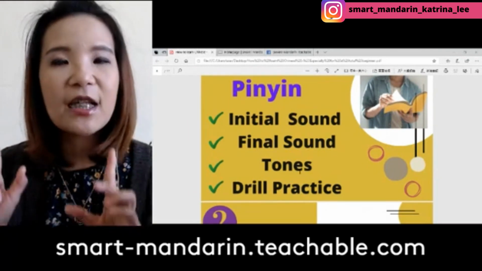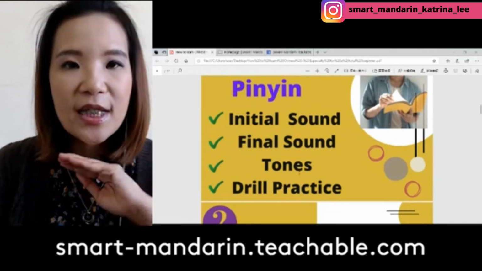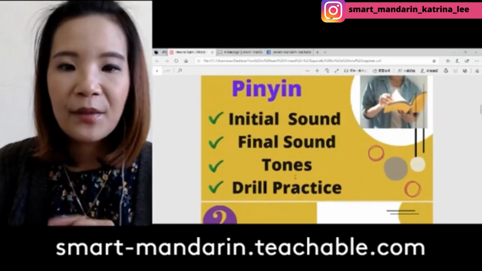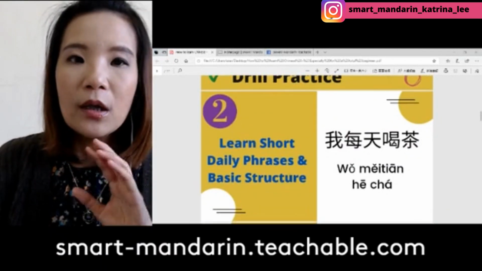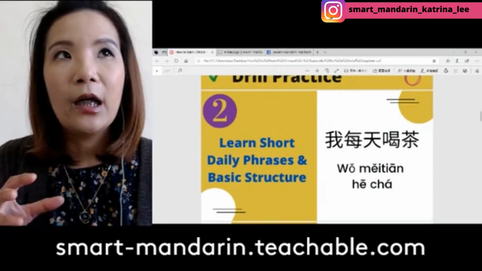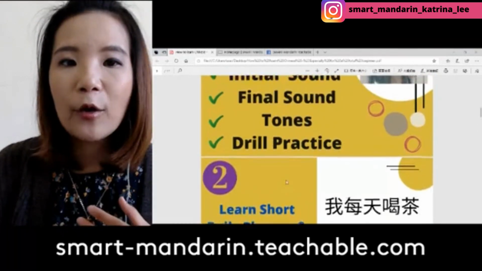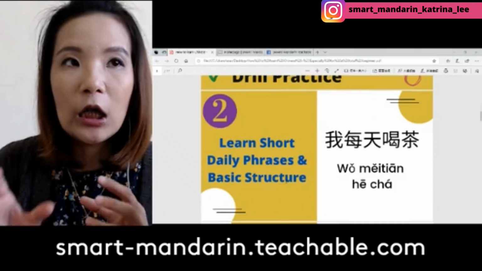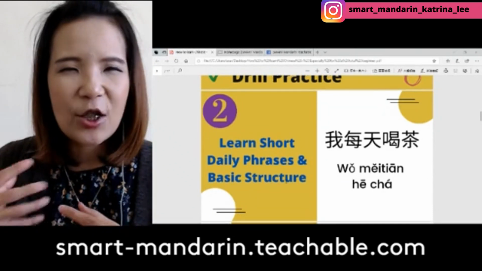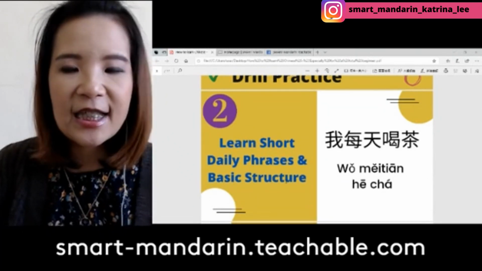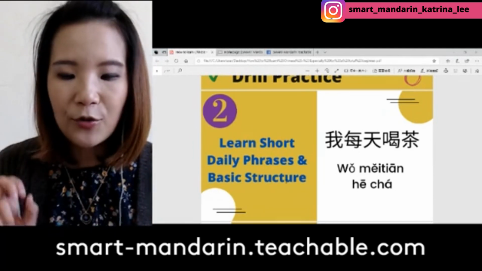We have 15个人, so this is the first step. When you finish the first step, you finish the pinyin, you know how to pronounce the pinyin, you know how to pronounce Mandarin Chinese. The second step, let's move on to the second step.